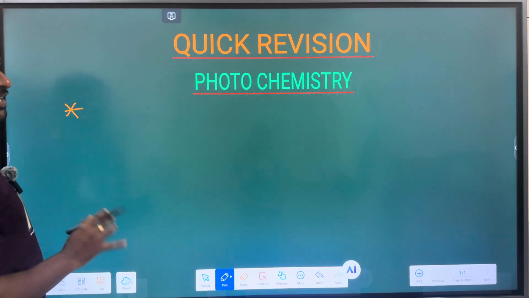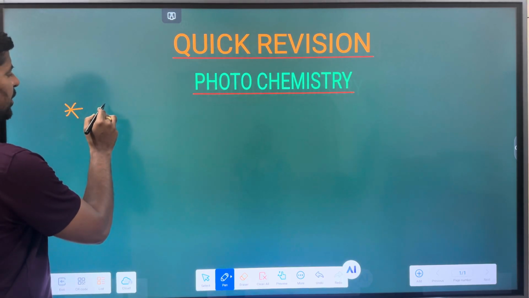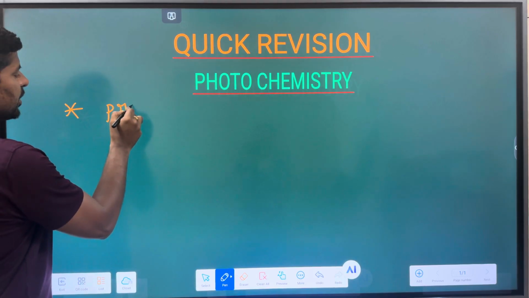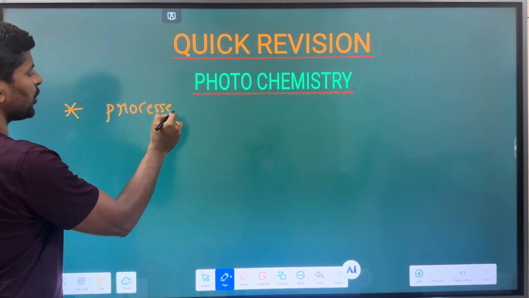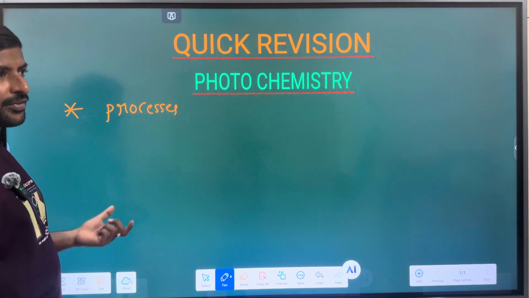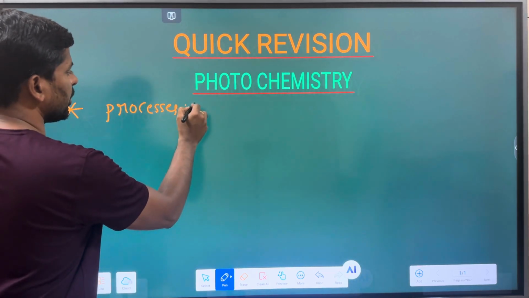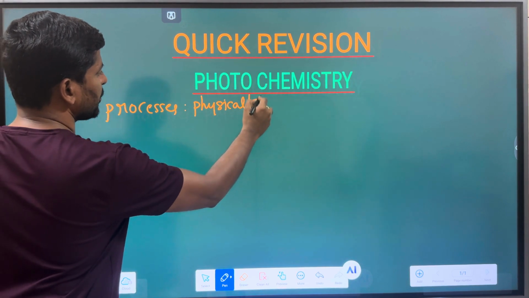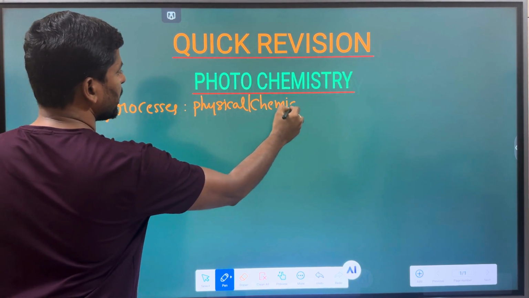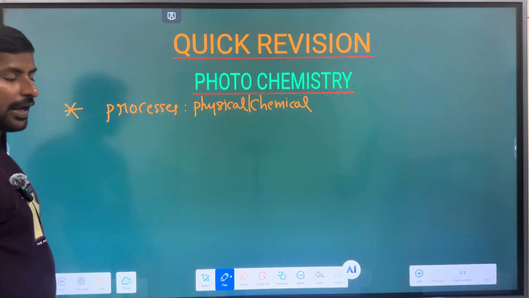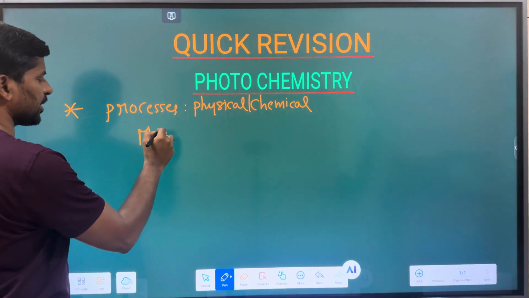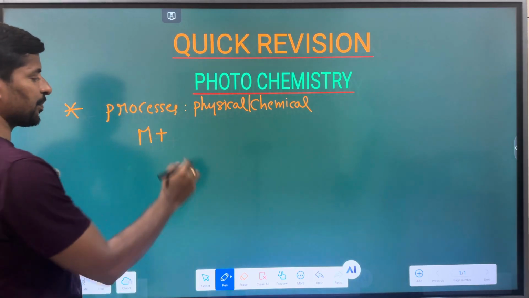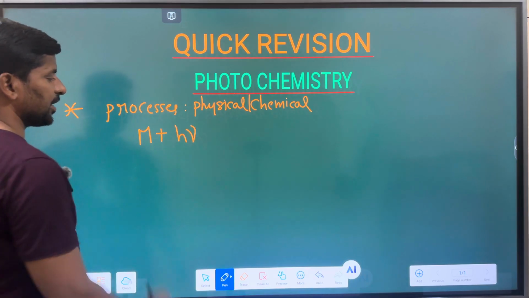So first, what does photochemistry deal with? Photochemistry deals with various processes that occur by absorption of light energy. Various processes means it may be a physical process or a chemical process, that occur by absorption of light energy. For example, we take a reactant molecule M, and we apply light energy.